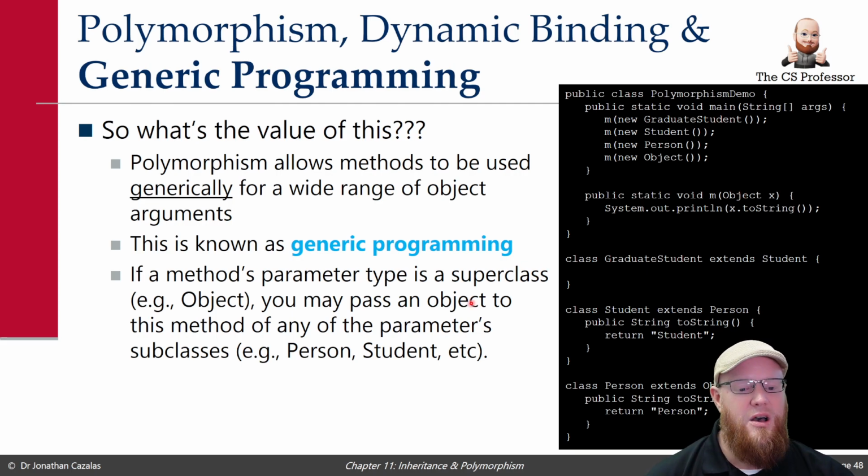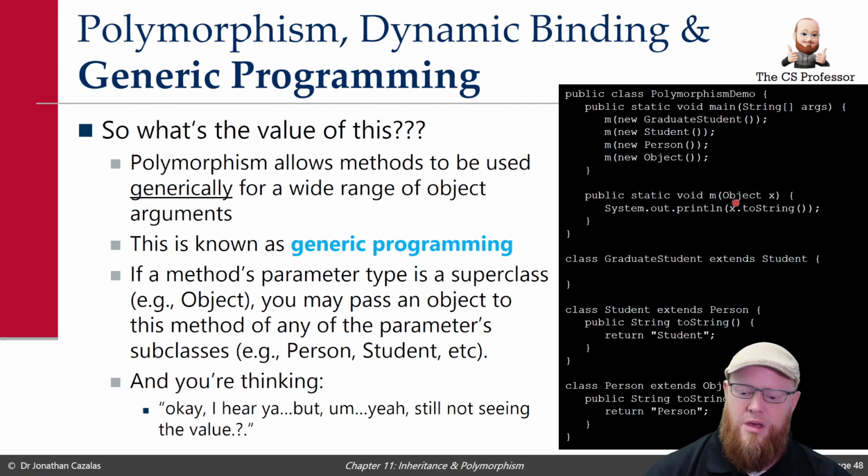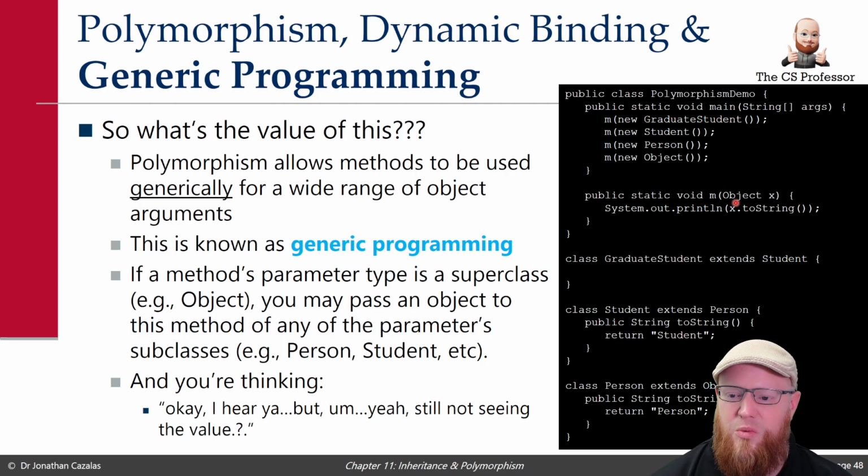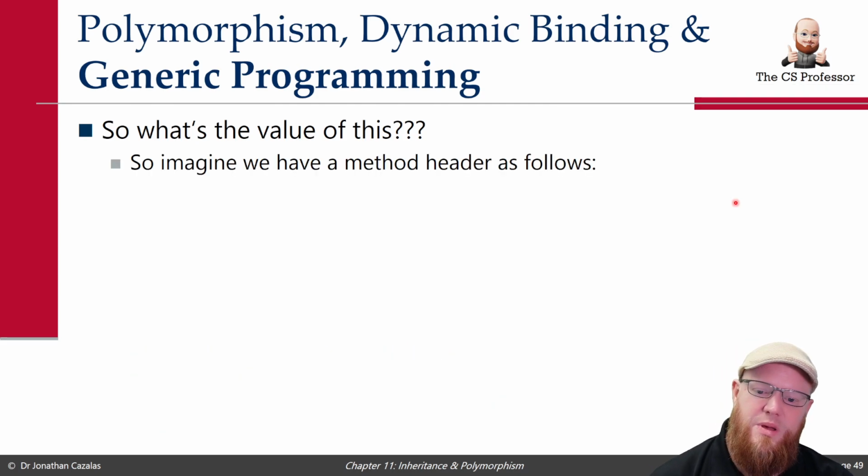subclasses, which allows for this method M now to be very generic. I didn't need to make 4 different method M's, one for person, one for graduate student, one for undergraduate student, one for whatever. I only made one method M with a very vanilla parameter, and I can send any type of object to that parameter. This opens the door for generic programming, but then I say here, yeah, but still, I'm not seeing the value proposition. What, again, is the pitch here?